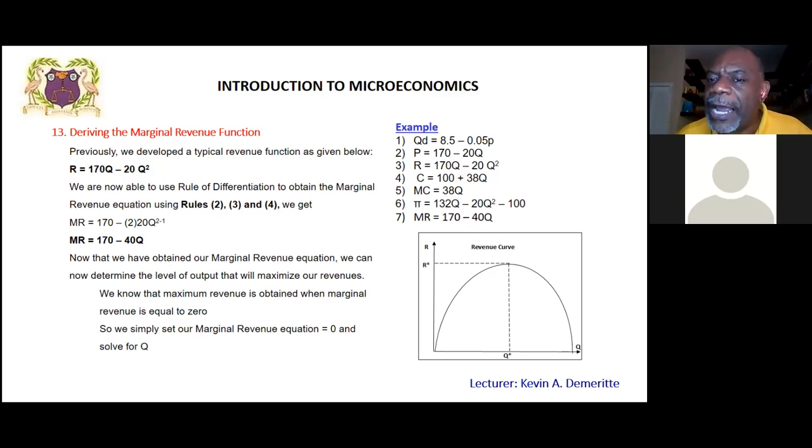On the other hand, let's look at our cost function. If we were to plot this cost line, and we're trying to find the slope of that curve, rule 1 says we can immediately eliminate the 100. Rule 2 says that if you have a constant associated with a variable, the slope is just that number. In that case, this would be positive 38.